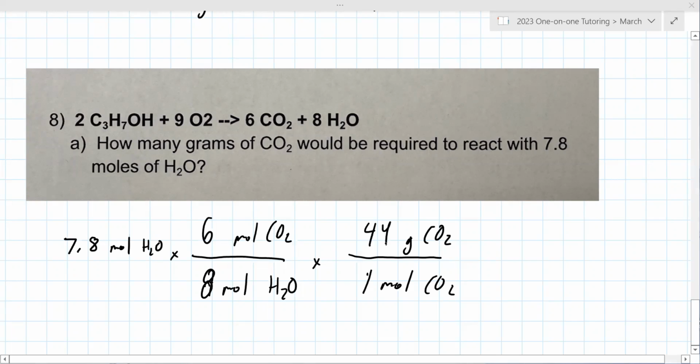So 44 grams of CO2. 7.8 times 16 divided by 8 times 44. So 686.4 grams of CO2.